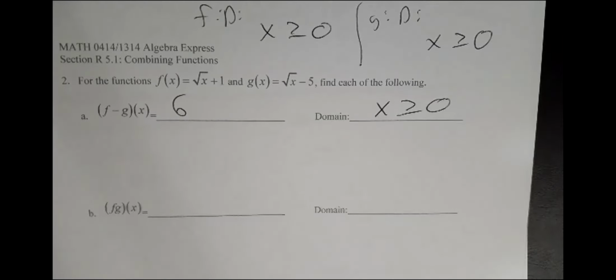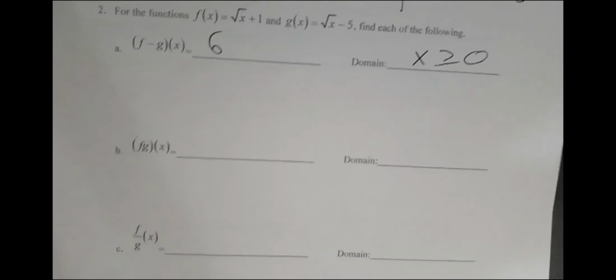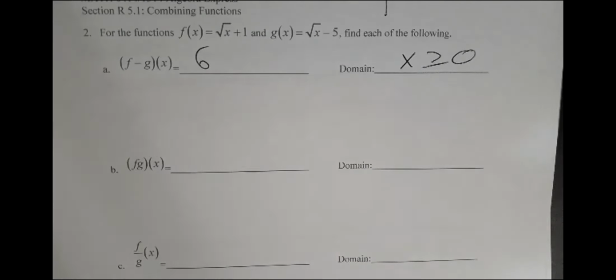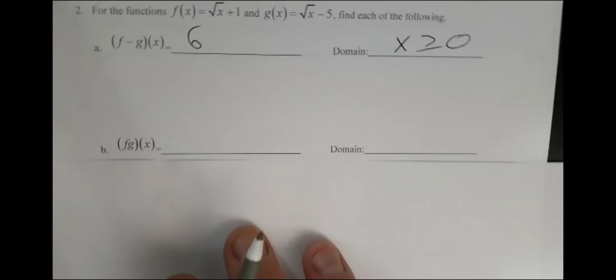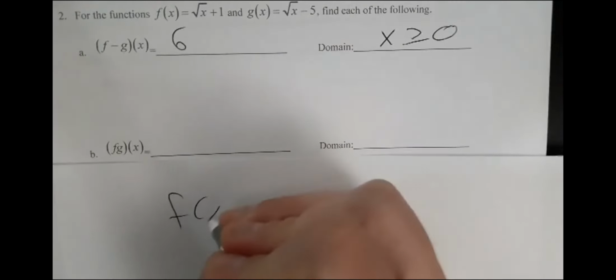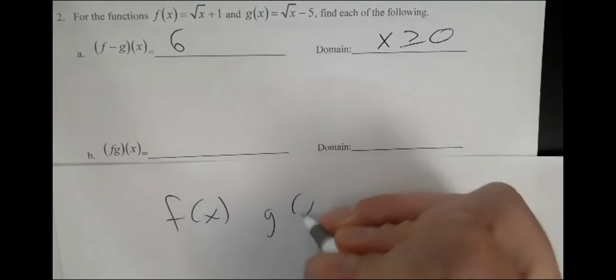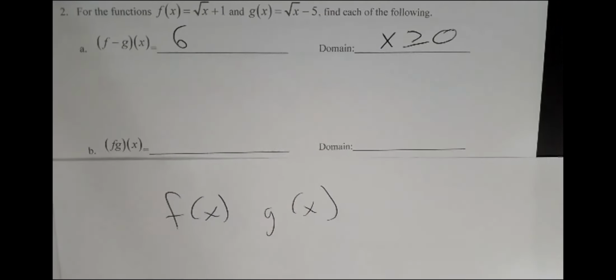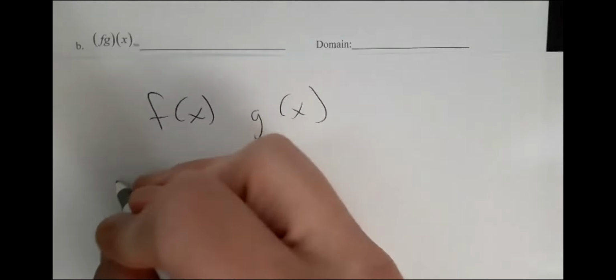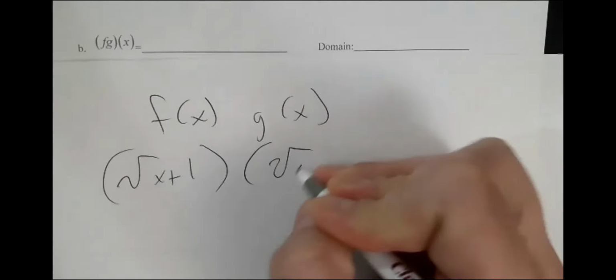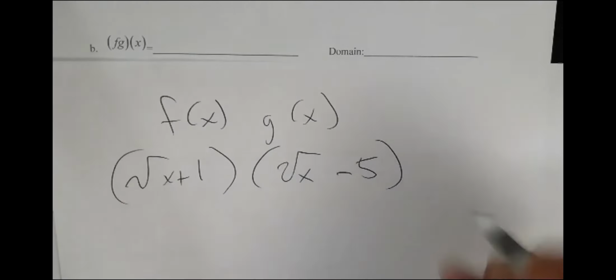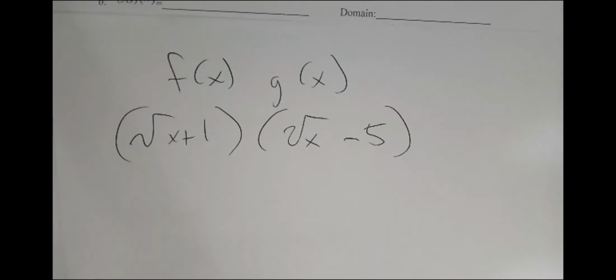Now we look at fg of x. See these two letters written together, fg? This means f times g of x, or f of x, and we're going to multiply by g of x. So I'm looking at f of x as root x plus 1, and every time I plug it in, I'm going to write parentheses. Root x minus 5 is the other thing.